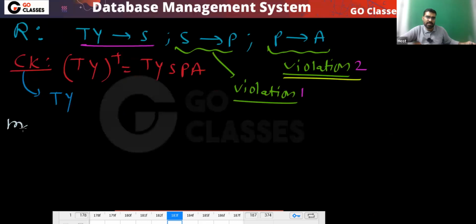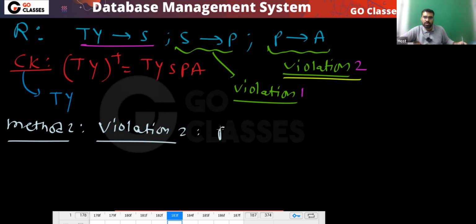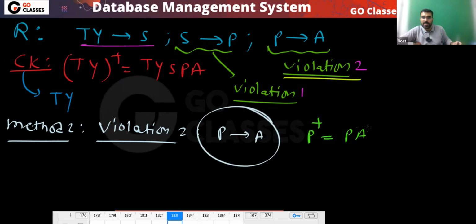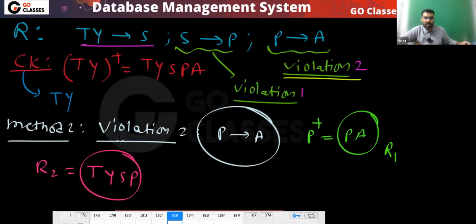So let's see method 2. Let's start with violation 2. Your violation 2 is this P determining A. So you find P plus, and that will be PA. This will become your table R1, right? So what will your table R2 be? R2 will be basically just remove this A. This will be your table R2, TYSP.